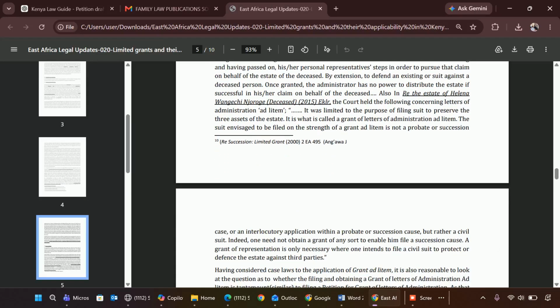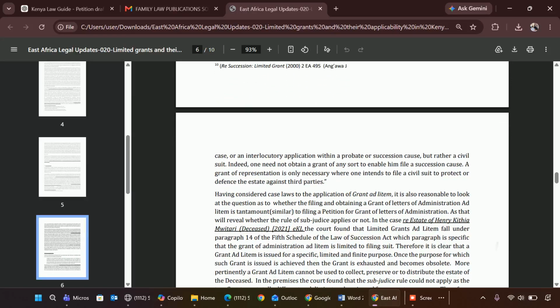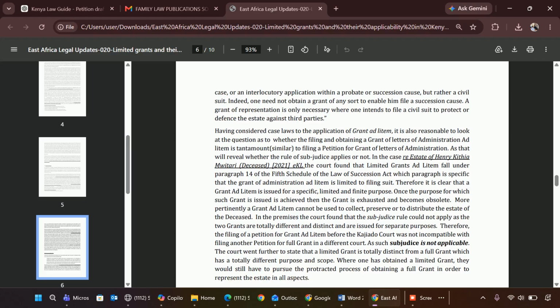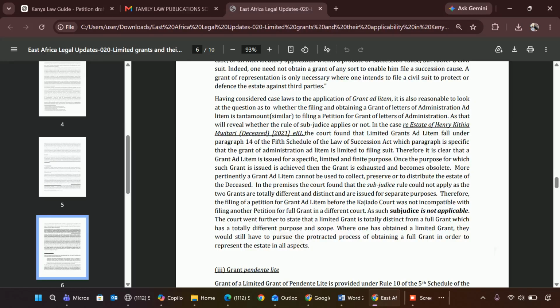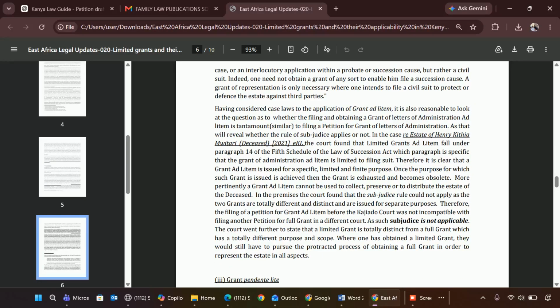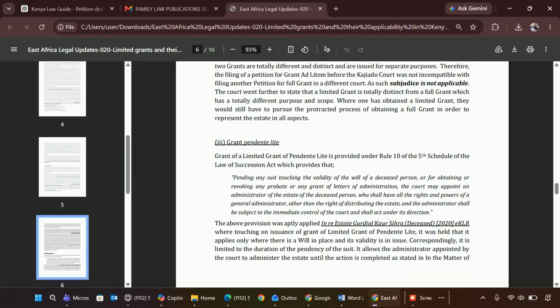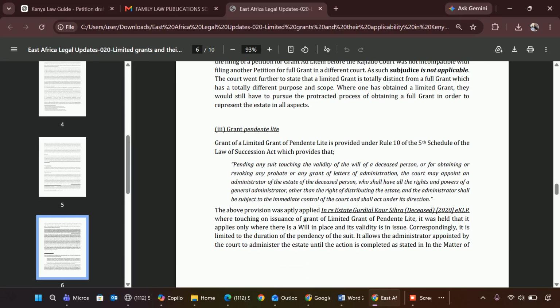This one never confuses students because it is a straightforward application. So before you can see various decisions that have applied this type of grant, what is grant pendente lite?